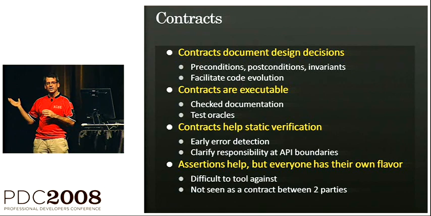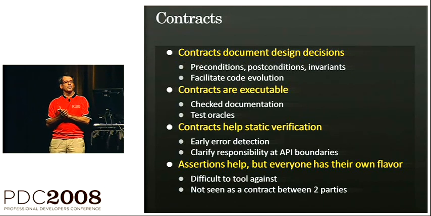Because of the way that the contracts are encoded, they're executable. And I'm going to show you tools that take advantage of that to actually do runtime checking of those contracts. And we have some advanced tools coming out of Microsoft Research that do static checking, so an advanced checking.